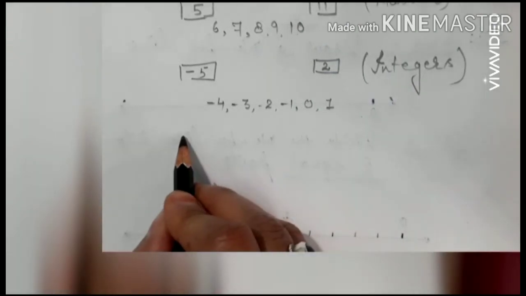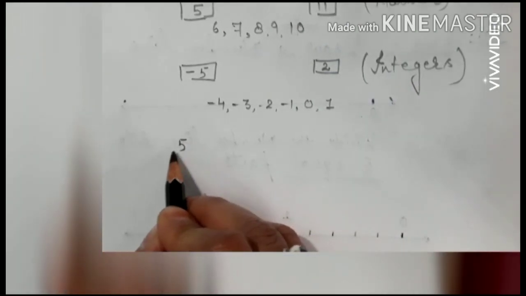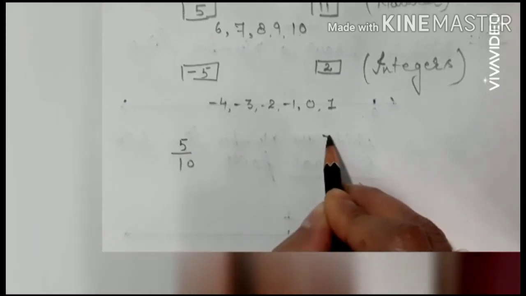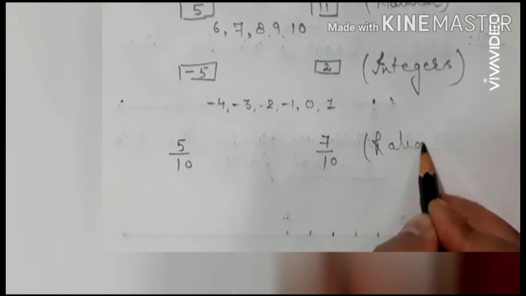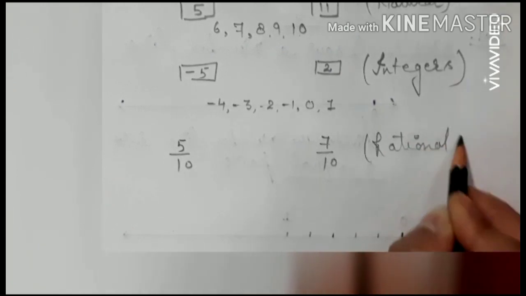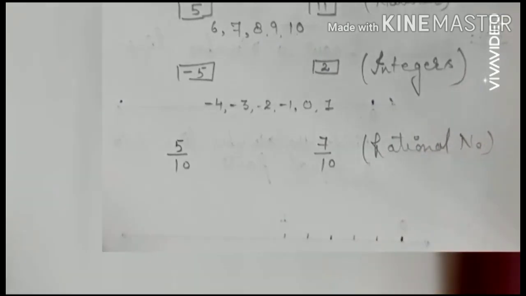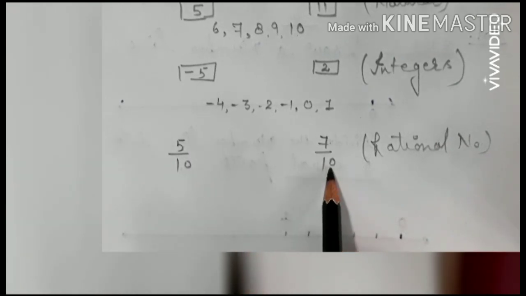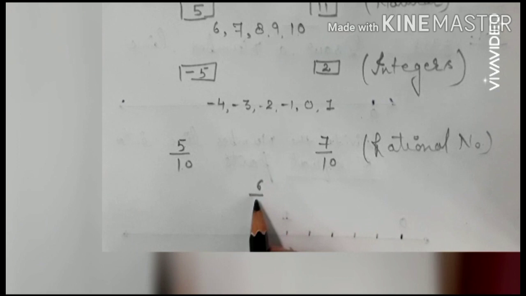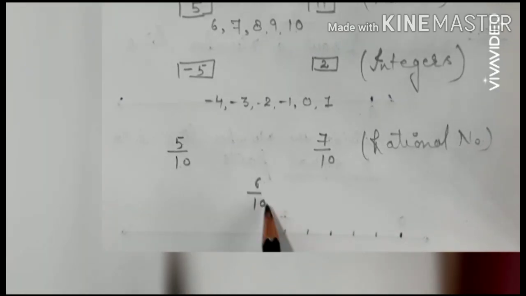Suppose I ask you how many rational numbers are between 5 upon 10 and 7 upon 10. How many rational numbers do you have to tell? Okay, so here the first one is 5 upon 10 and this is your 7 upon 10. So you will see that 6 upon 10 is between them.